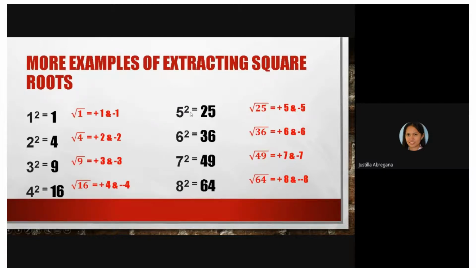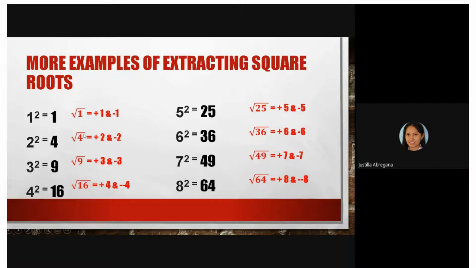For examples of extracting square roots, for example, the square root of 1. Extracting the square roots is just a reverse process of squaring a number. So we have here 1 squared is equal to 1. So therefore, the square root of 1 is equal to positive 1 or negative 1. When we multiply positive 1 by itself, it's equal to positive 1. Same as negative 1, when we multiply it by itself, it's still positive 1.